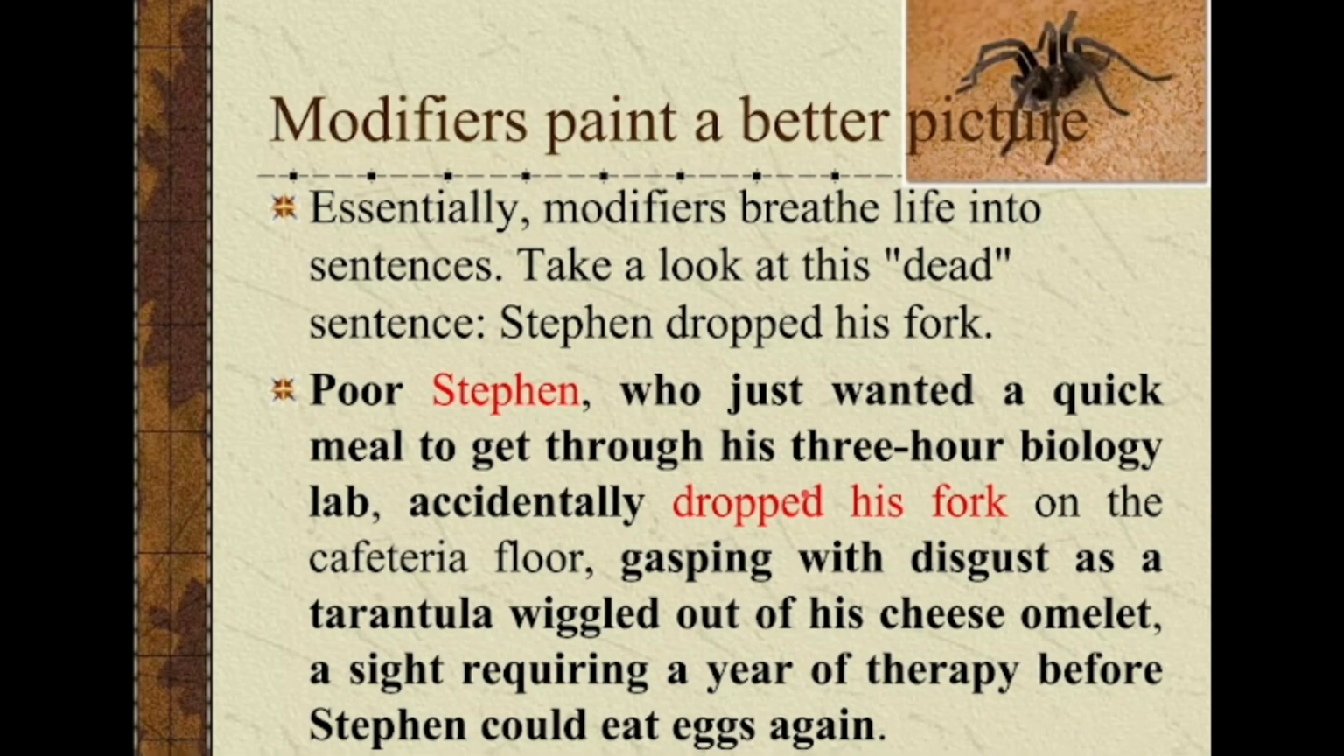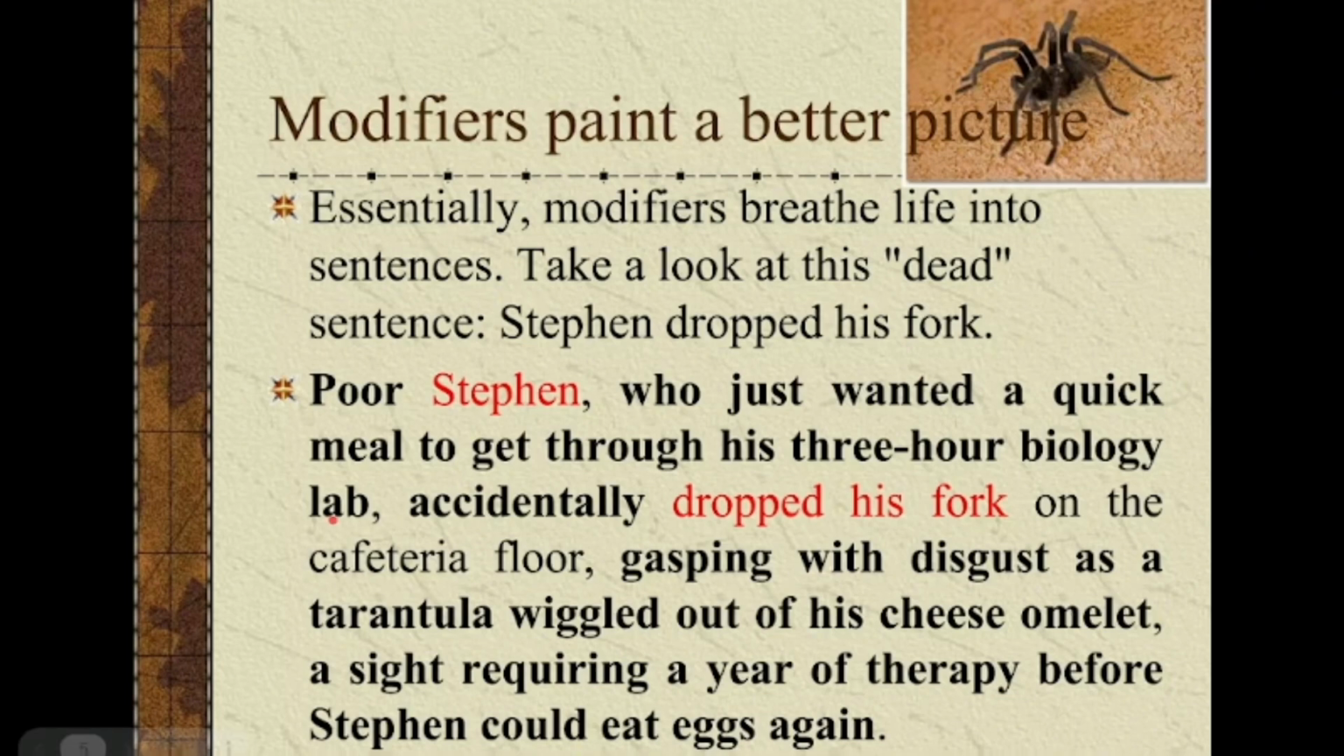Next, essentially modifiers breathe life into sentences, so we can understand it better. Take a look at this dead sentence: Stephen dropped his fork. This sentence has many modifiers. Let's first read the whole sentence. Poor Stephen, who just wanted a quick meal to get through his 3-hour biology lab, accidentally dropped his fork on the cafeteria floor, gasping with disgust as a tarantula wiggled out of his cheese omelette, a sight requiring a year of therapy before Stephen could eat eggs again.